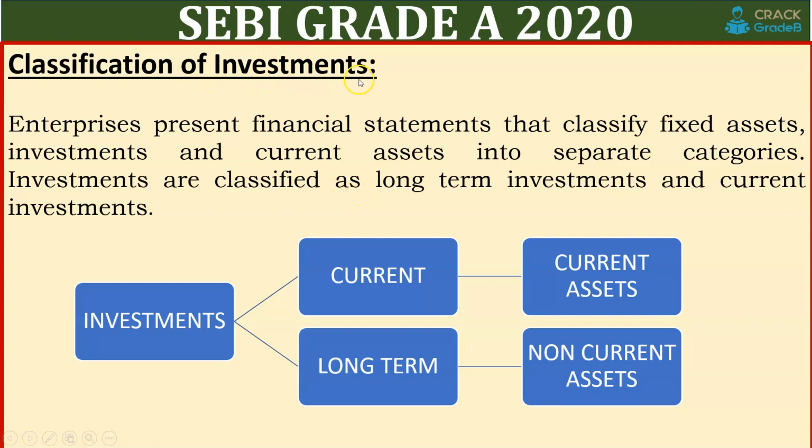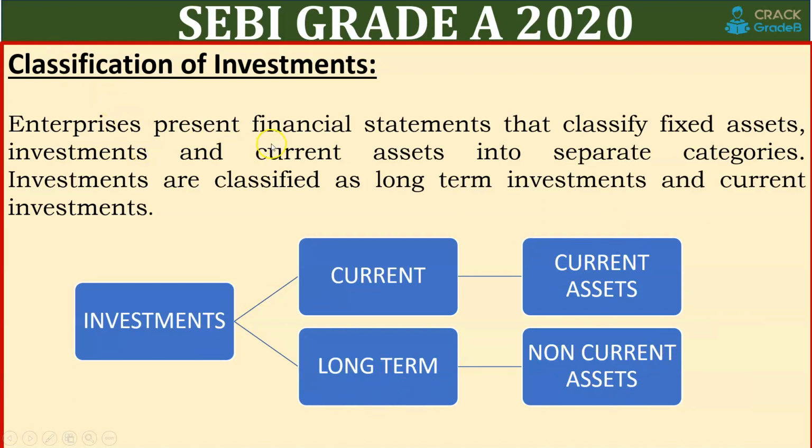Classification of investments. So, just like the liabilities and the assets, the investments are also categorized into two parts. They are current and long term. Okay, not non-current but long term. So investments are current and long term. The current investments are known as current assets only. So whenever we prepare the financial statements, we will always put the current investments under the heading of current assets, and we will always put the long-term investments under the heading of non-current assets.